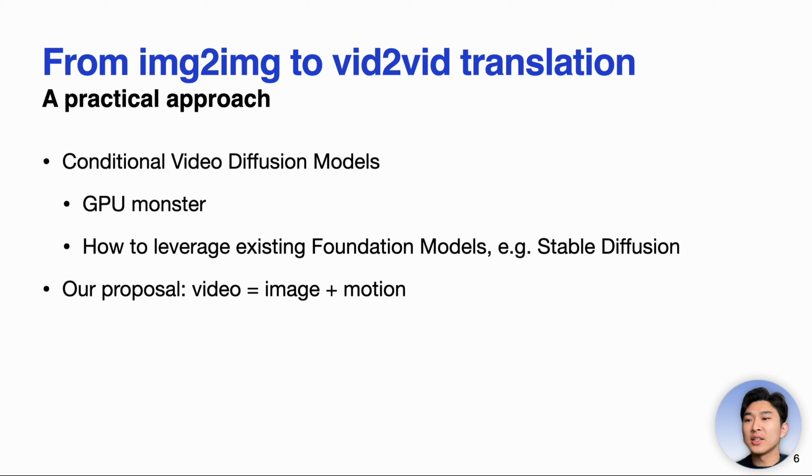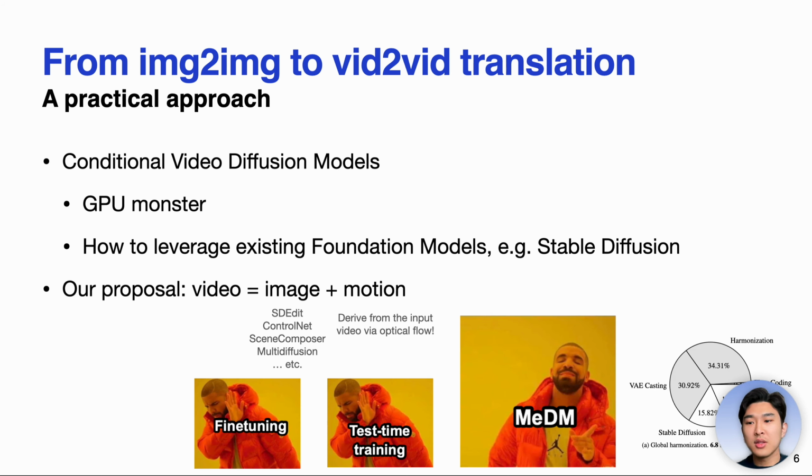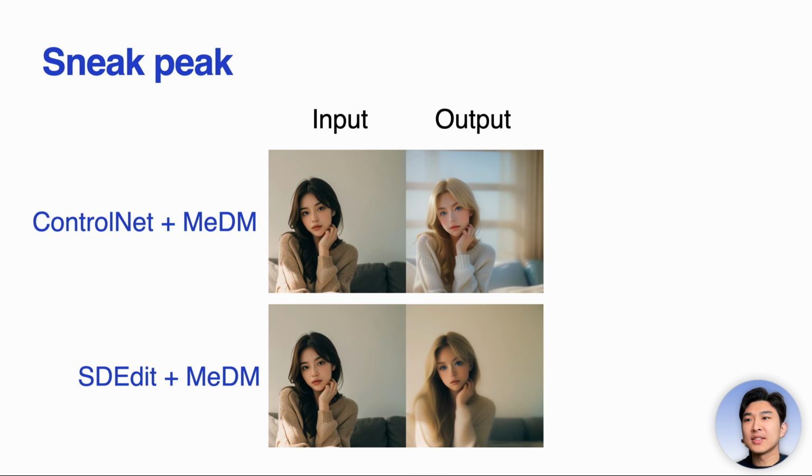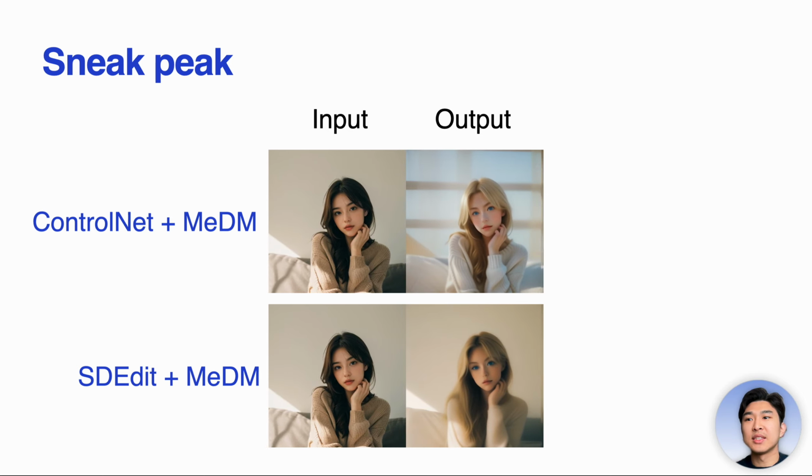We think videos are essentially image plus motion. For image, we already have those amazing works in previous slides, but for motion, we're talking about very detailed motions, like pixel level motions. And since we are dealing with translations, we can easily derive the motion from the input video using an optical flow estimator. An important characteristic of our method is that it requires no fine-tuning, no test-time training, no nothing, and it only takes around triple the time it needs to generate the frames independently using Stable Diffusion, specifically 6.8 seconds per frame. And let's take a sneak peek into how MeDM can boost the existing model performance.